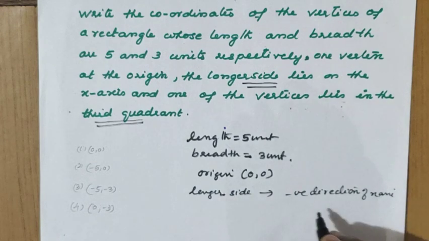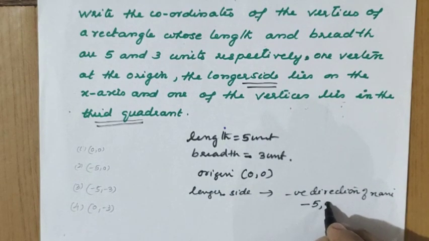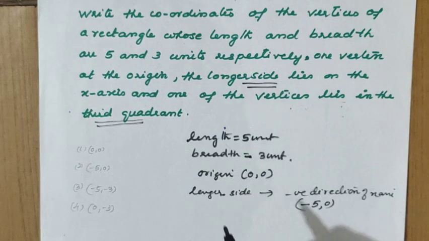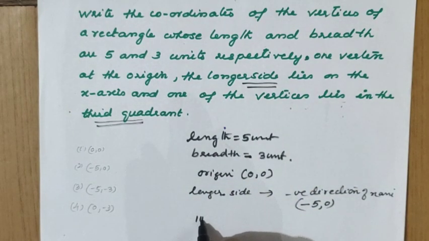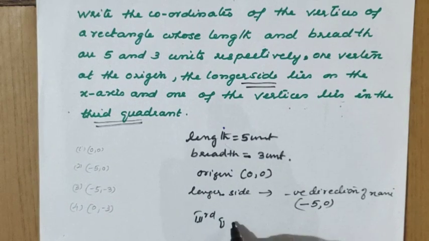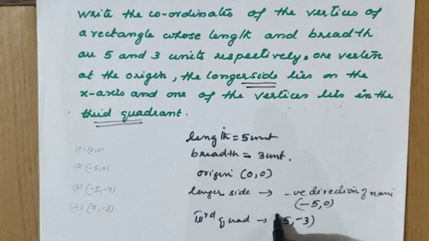So that means -5, 0. Now the third quadrant, it is both are negative only. So it is in the third quadrant. What is the coordinate? It should be both are negative, -5, -3. That means length is 5, breadth is 3. Now let us see how to draw the diagram.